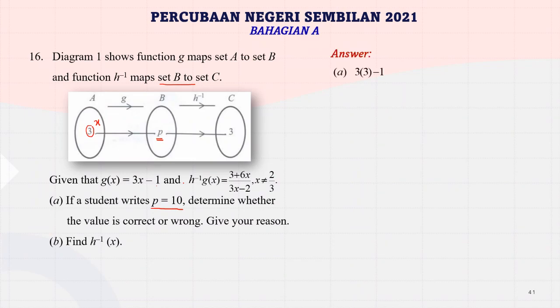So kita check. So kalau kita gunakan g(3), 3 times 3 minus 1, you akan dapat 8. So maksudnya student ni dia salah lah, sebab dia kata 10. So might be dia punya calculation salah kat mana-mana. So wrong. So mesti jawapan tu kena ada perkataan wrong, sebab dia tanyakan correct or wrong. Okay. Reason dia sebab yang ni. Sepatutnya dia nombor 8. Dia 8 lah.